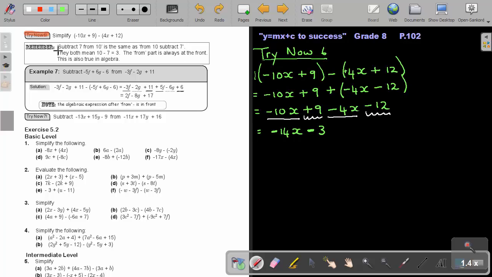Okay, let's look. Remember, subtract 7 from 10 is the same as from 10 subtract 7. They both mean 10 minus 7 equals 3. Now, this is very important. The from part is always at the front. This is also true in algebra.